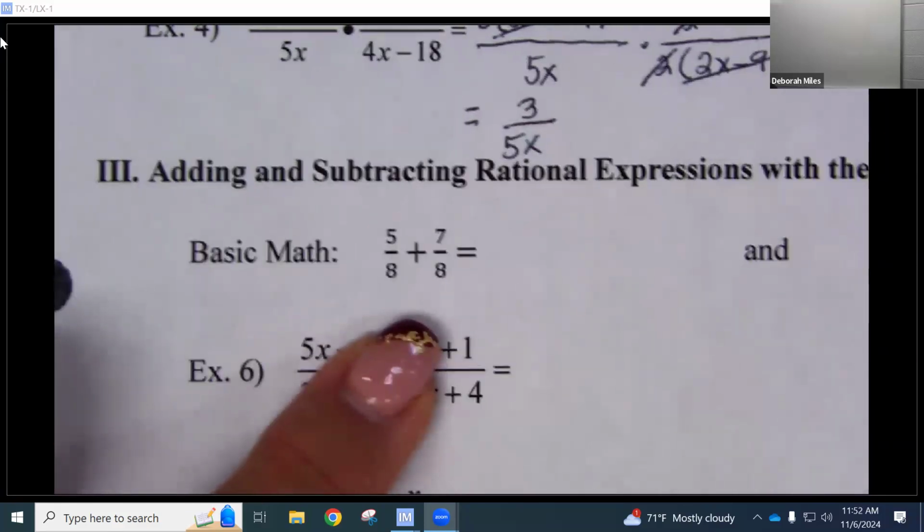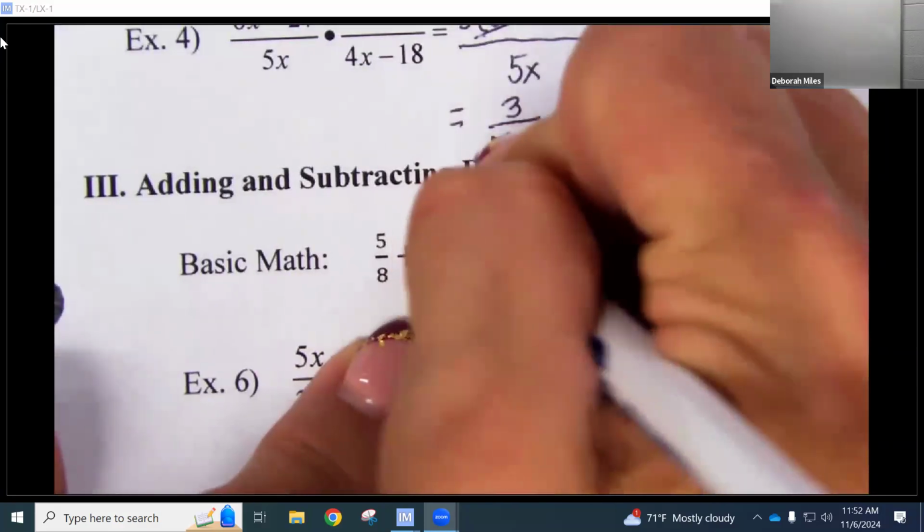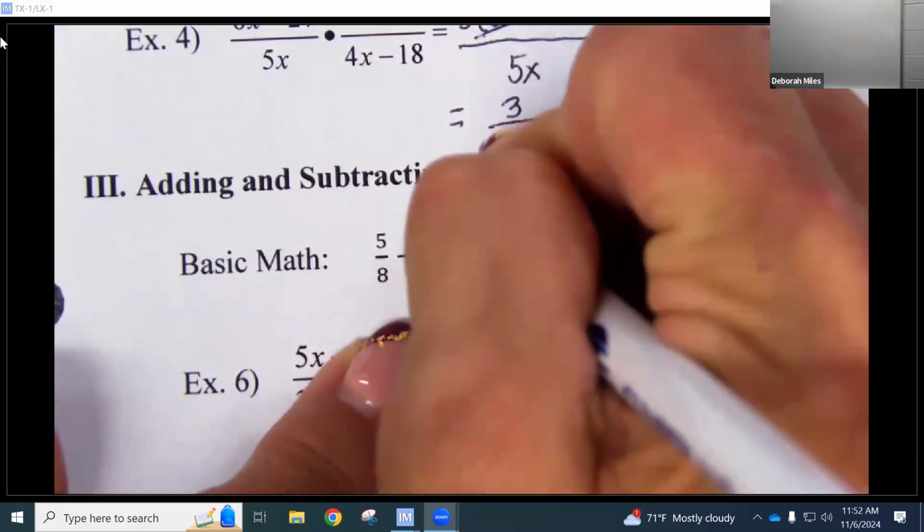Say it again. Like 12/16? No, 12/8. You add the numerators and you keep the same denominator.